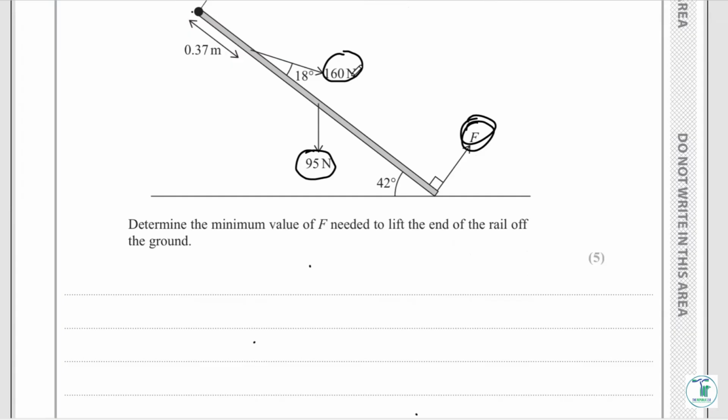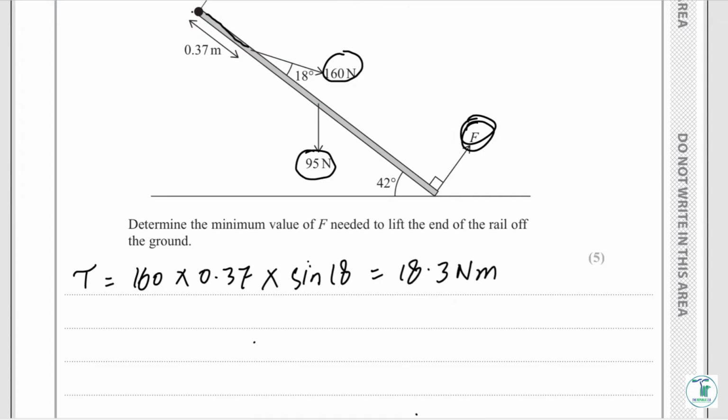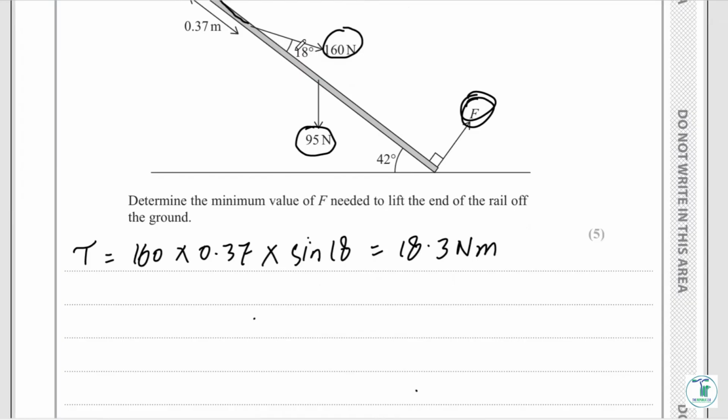So the moment due to, for example, this 160, the moment of the piston about the pivot is going to be, I'm just going to calculate the moment. The force is 160, and the distance from the pivot of this force is 0.37. We're looking for this distance, right? So we've got 18 degrees over here. I'm going to take the vertical component of it, and that is going to be sine 18. When you times them up, you should be having 18.3 Newton meters. So this is the torque due to the pivot.